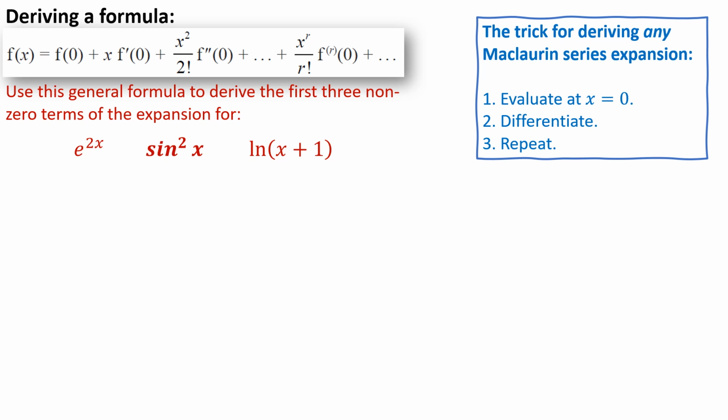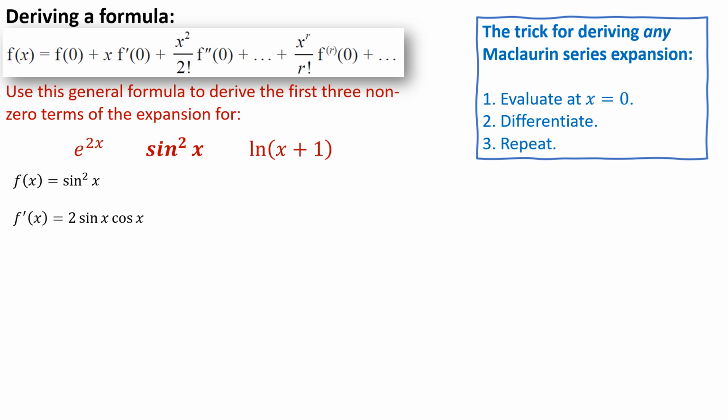For the second example, this will take a little bit more work, partly because sine squared x is messier to differentiate repeatedly, and partly because there's going to be a lot of zeros come out. But let's give it a try. We start by defining the function f of x equals sine squared x, and then we differentiate. We can use chain rule here, 2 lots of sine x multiplied by the derivative of sine x, 2 times sine x times cos x.